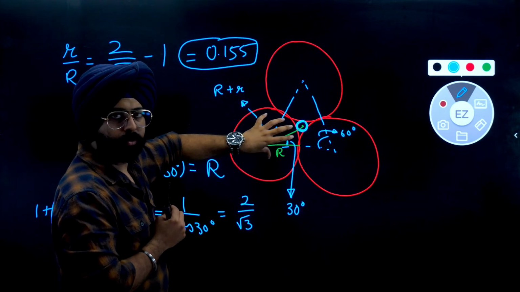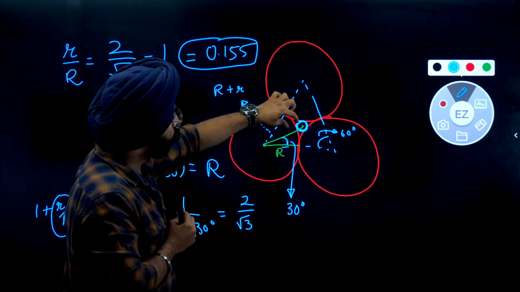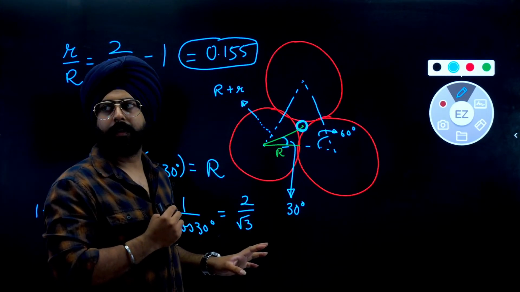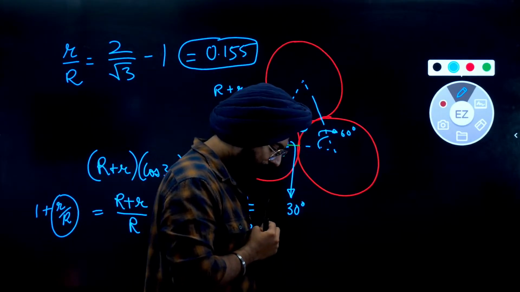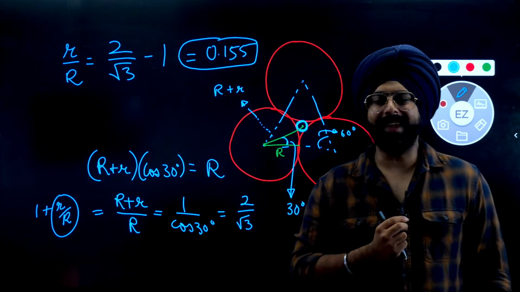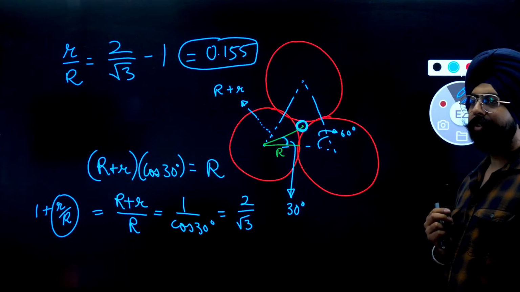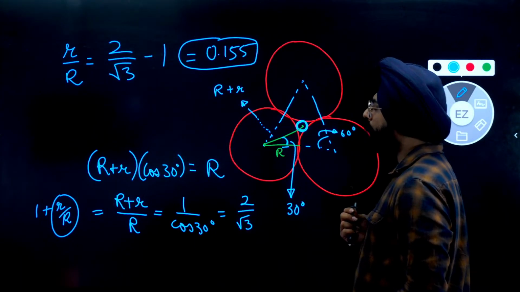If you multiply the radius of the bigger sphere by 0.155, you will get the radius of the smaller sphere. Radius ratio, right? Simple. So this is the radius ratio of the trigonal void.